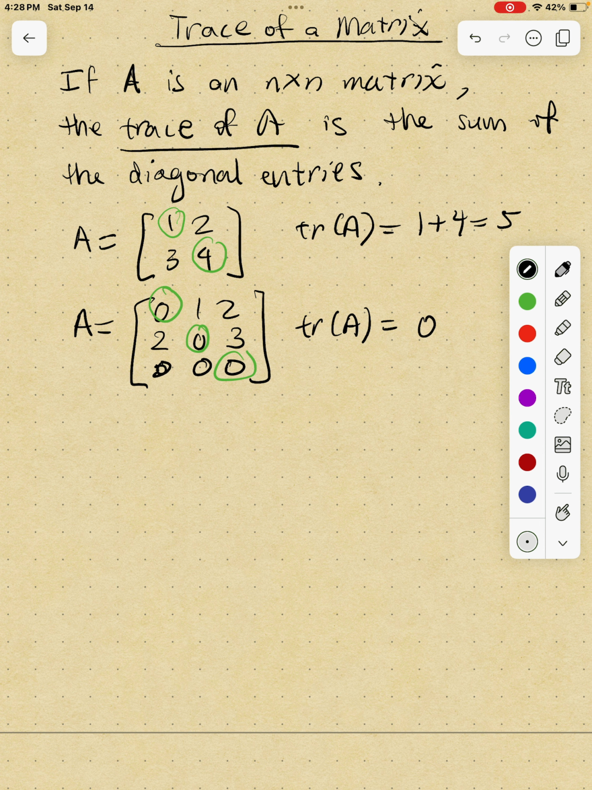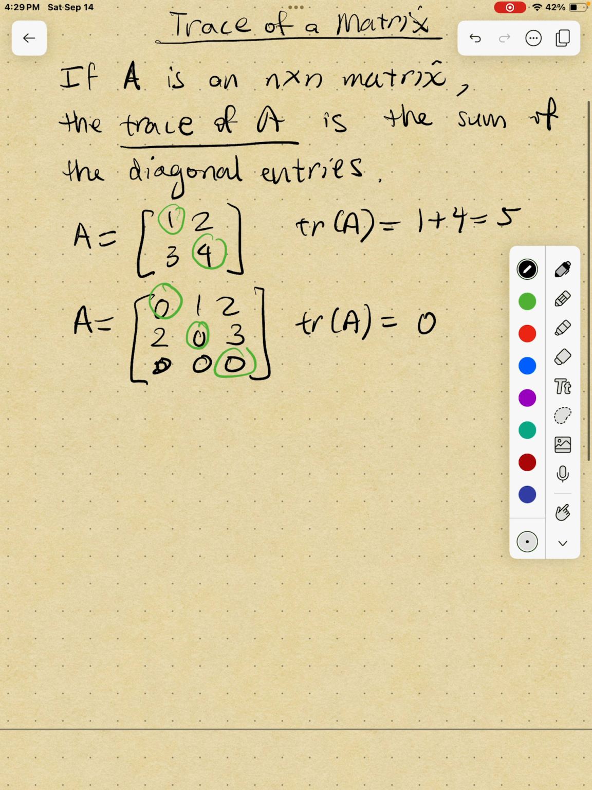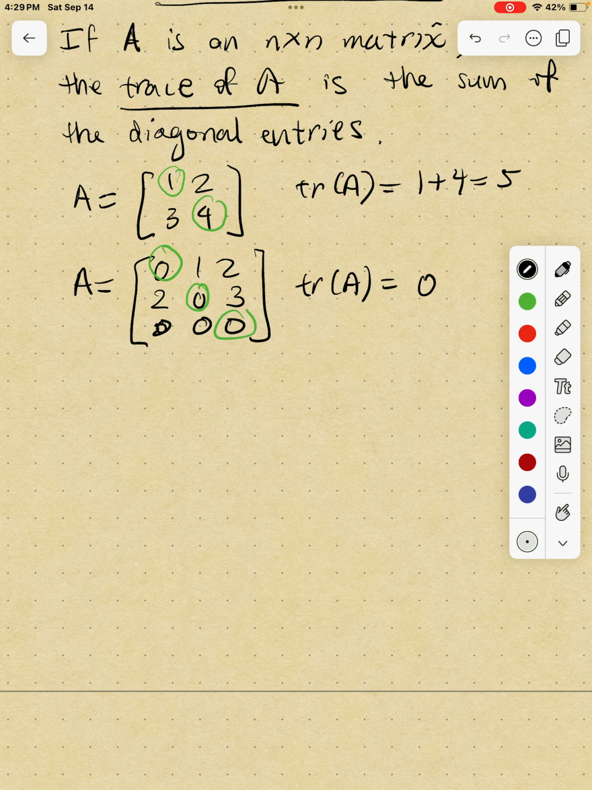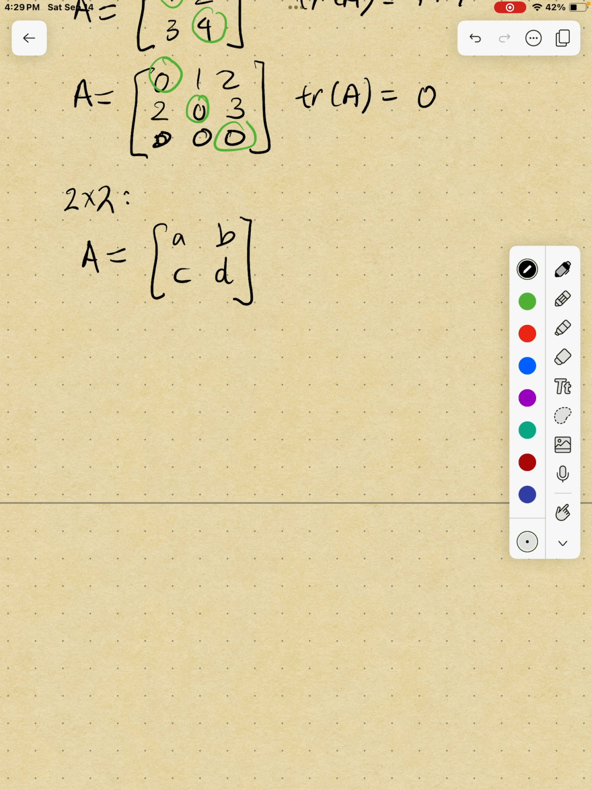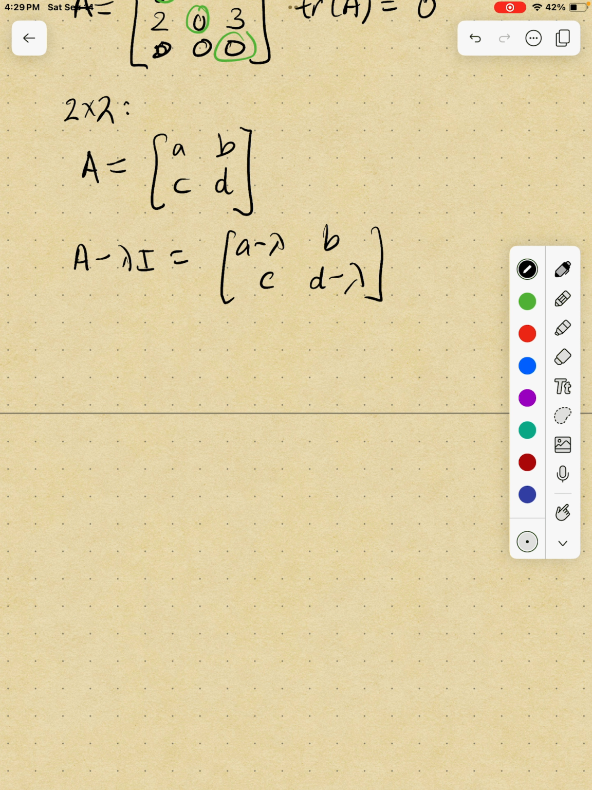There are alternate ways of thinking of the trace of a matrix. One of them has to do with the eigenvalues. So let's just work with a 2 by 2 matrix. Let's say that A is a, b, c, d. What are the eigenvalues of A in terms of a, b, c, and d? Well, A minus lambda I is this, right? You just take away lambda from the diagonal entries, and we want the determinant of this matrix.